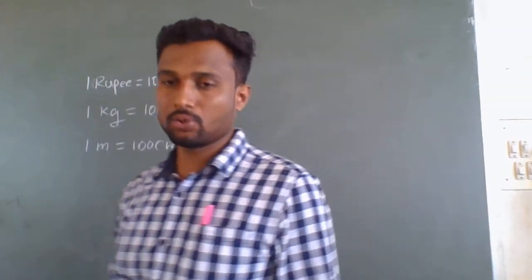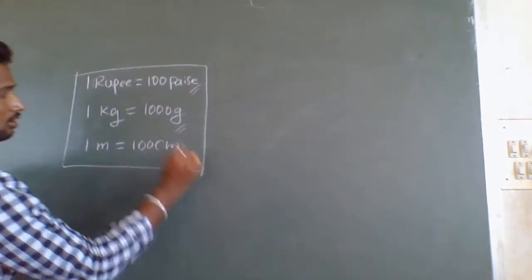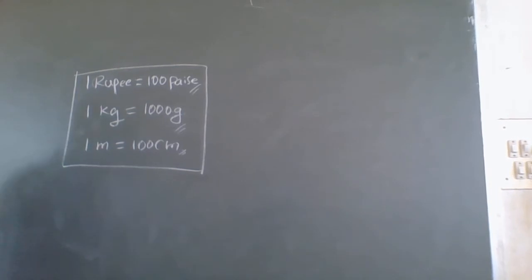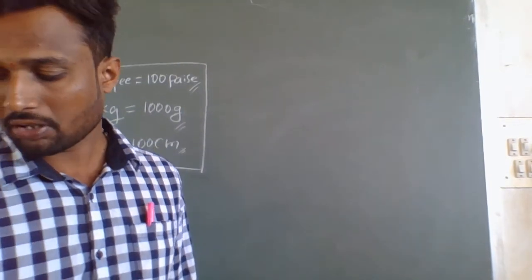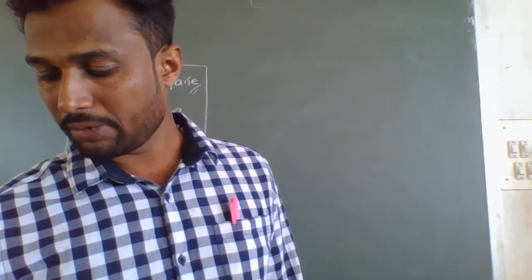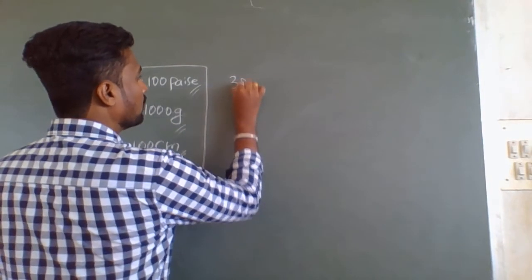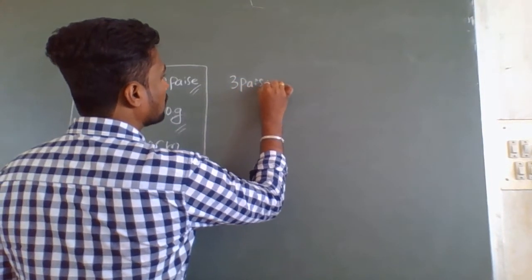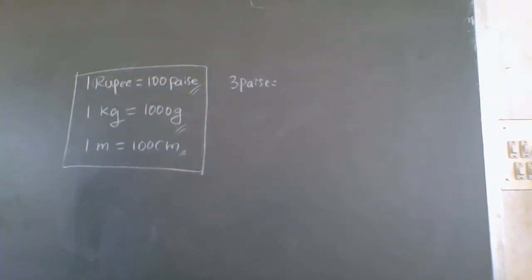So now, by using these points, we will see some examples. Here they have given some examples. They have converted 3 paise into rupees format. So here is the example they have given: we are converting this 3 paise into rupees format.